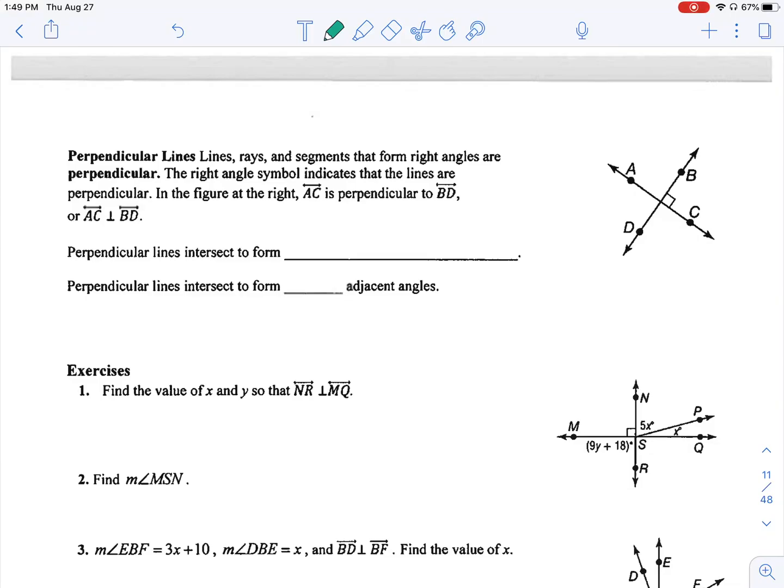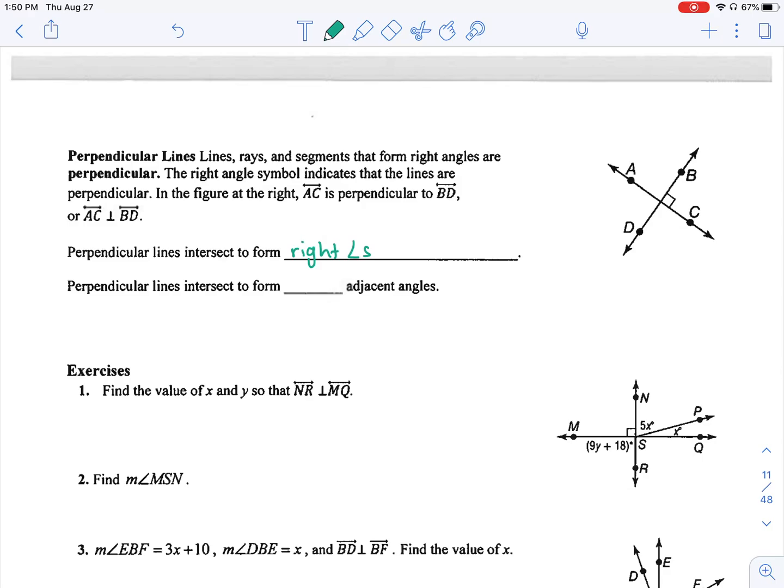When lines or segments form right angles, they are called perpendicular. The right angle symbol indicates that the lines are perpendicular to each other. You can see on the right-hand side that line BD is perpendicular to line AC, and there's a right angle symbol to indicate that. So they intersect to form, let's go ahead and fill this out, right angles.